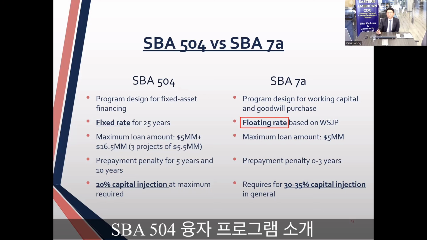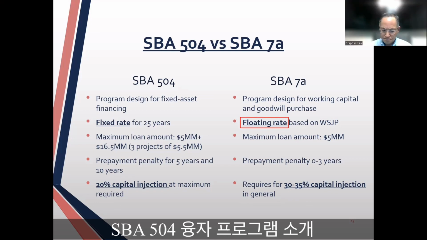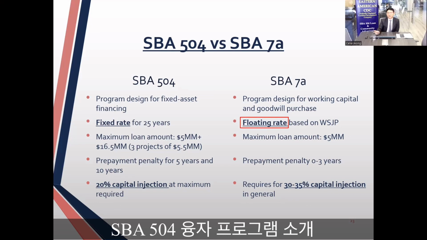The SBA 7A loan is a floating rate. It can be changed every 3 months, every quarter, once the Wall Street Journal Prime changes, it changes. But the SBA 504 loan is a 25-year fixed rate program. The SBA 7A loan limit is $5 million. But with the SBA 504 loan, we can do 3 more projects of $5.5 million after we get $5 million.